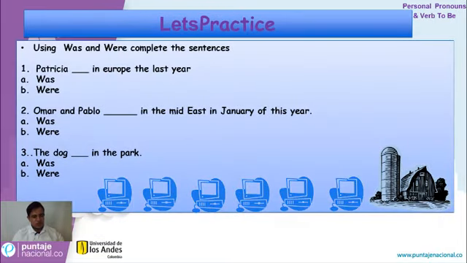Okay, guys, let's make another exercise. I think it's good if you can help me with this. So, using was and were, complete the sentences. First one, Patricia in Europe the last year. You can choose A or B, was or were. In the second case, we have Omar and Pablo in the Middle East in January of this year. You have to choose between A was or B were. Three. You have the dog in the park. You have to choose between was and were.